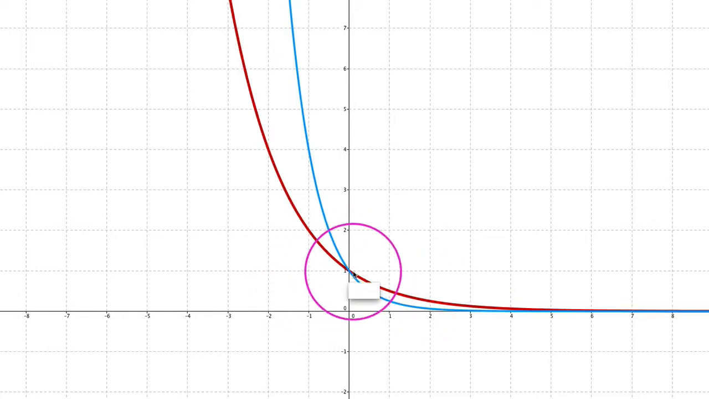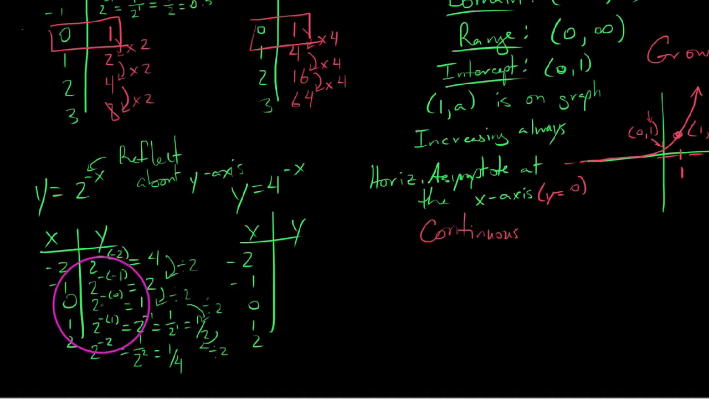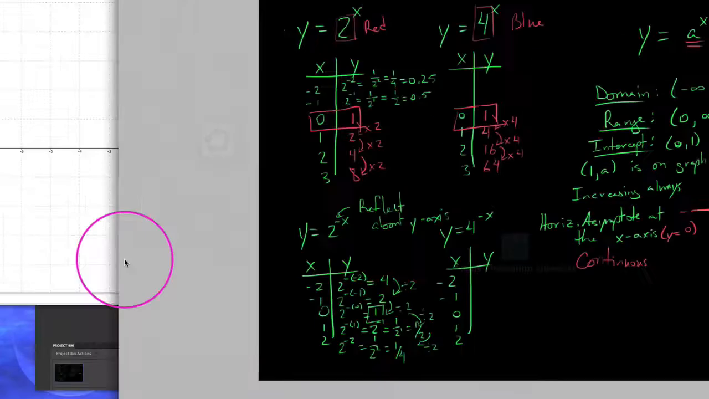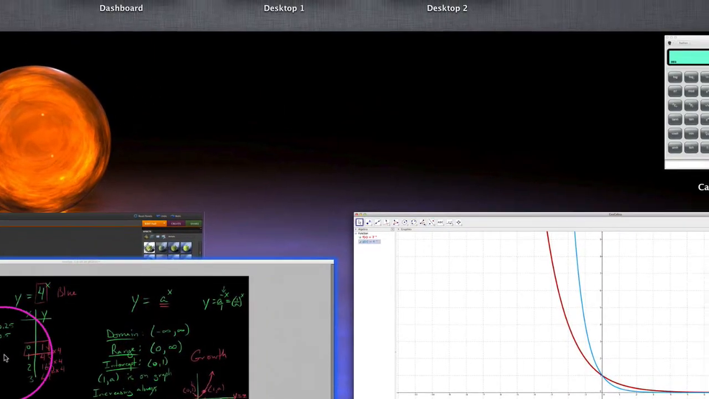Look, they still go through 0, 1. That point down here on our table, when I plugged in 0, 2 to the negative 0 was, regardless, 1. Also, on the left side, when I plugged in negative 1, it was at a height of 2, this red graph, this 2 to the negative x. But this graph would be always decreasing, still with a domain of all real numbers. The range would still be 0 on upward. That's really all I need to mention about these graphs.